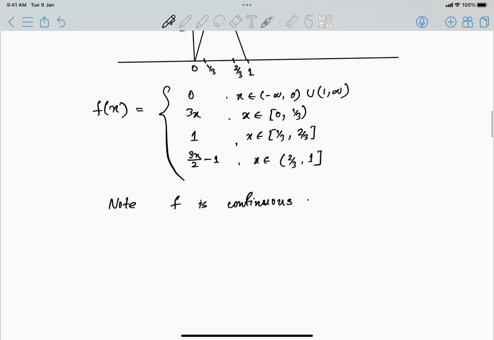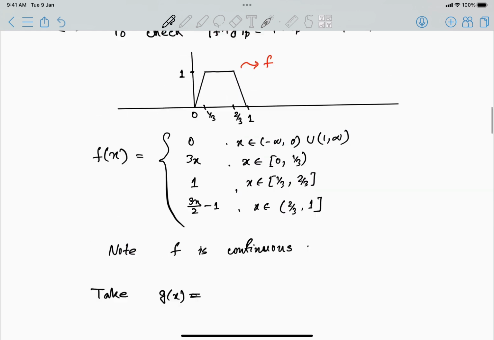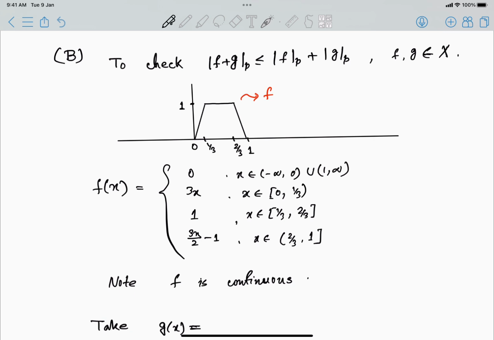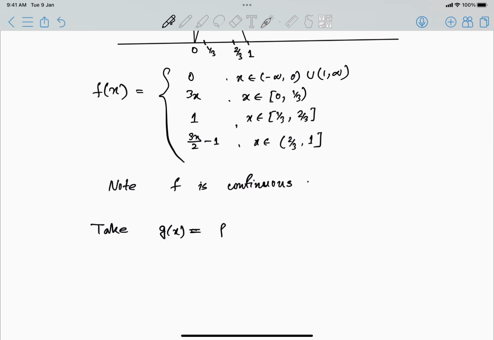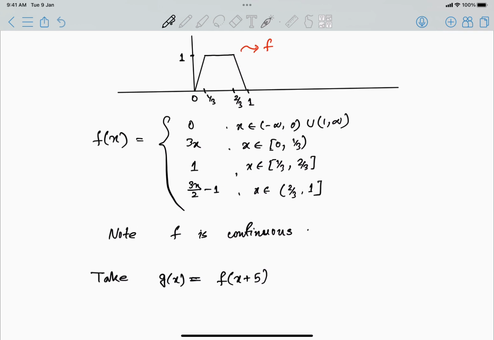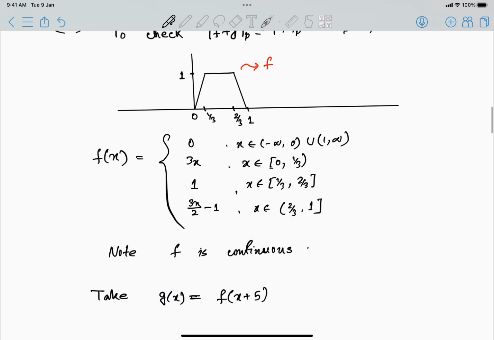And how will we take g? So g will basically take a similar function, but shifted by some number so that their supports will be disjoint. Suppose, let's say, x goes to x plus 5. We're shifting it right by 5. So f is supported on [0, 1], and g will be supported on [5, 6]. So let's say this is 5 and this is 6.